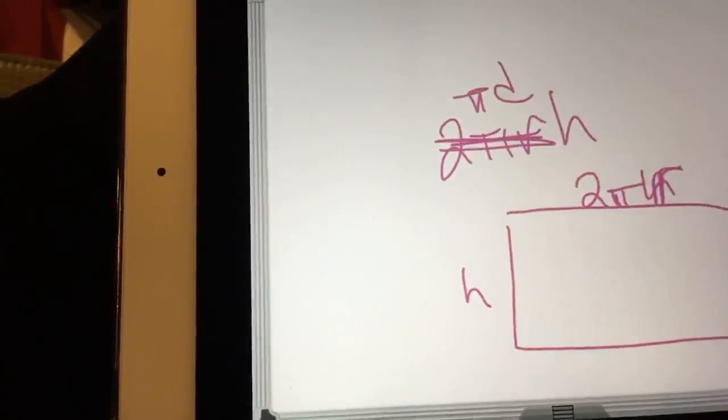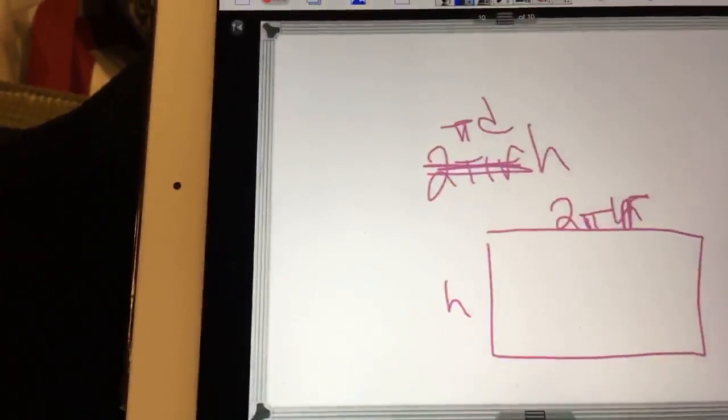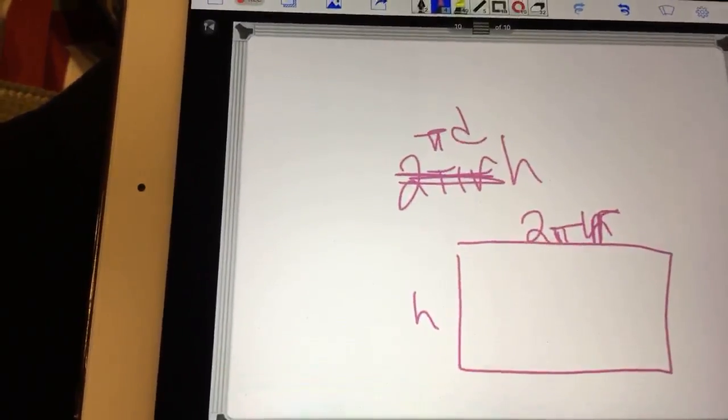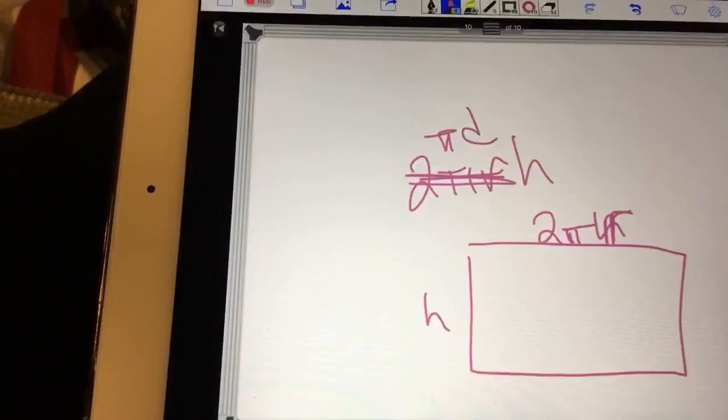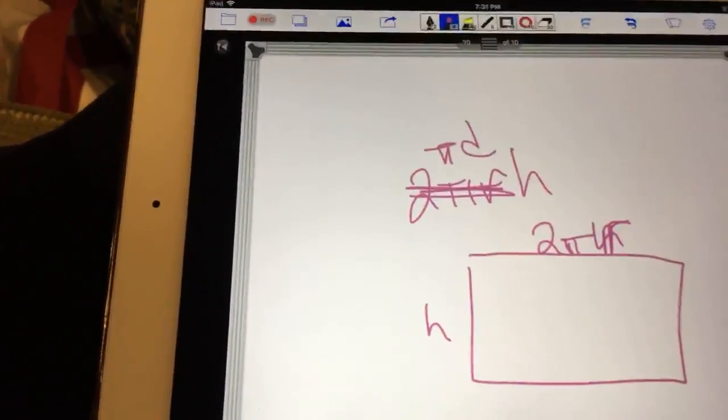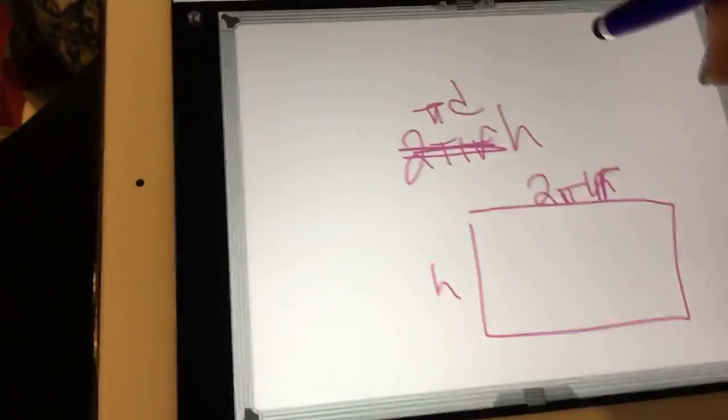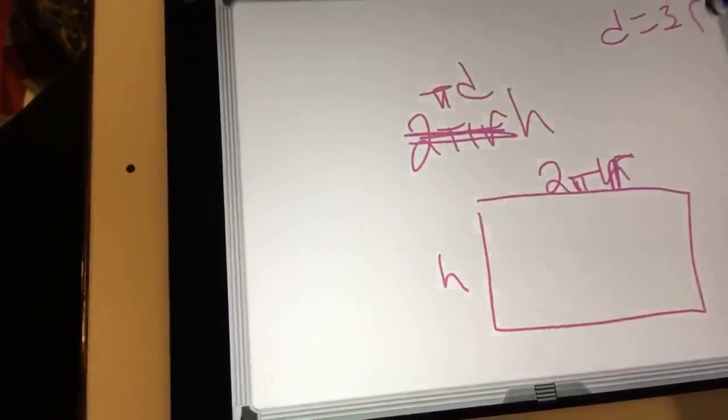Here's the thing. They're asking us for square feet. The length is in feet. The diameter is in inches. So we need to change the diameter to feet. Since it's 36 inches, the diameter is going to be 3 feet. Make sense?